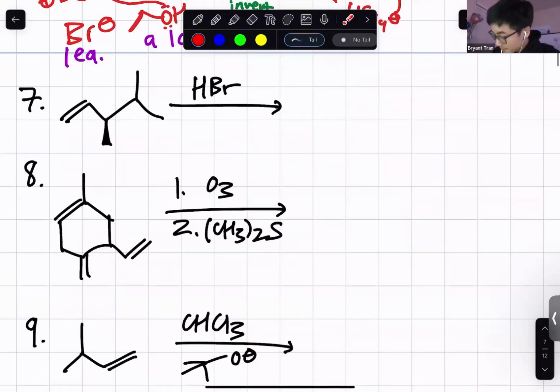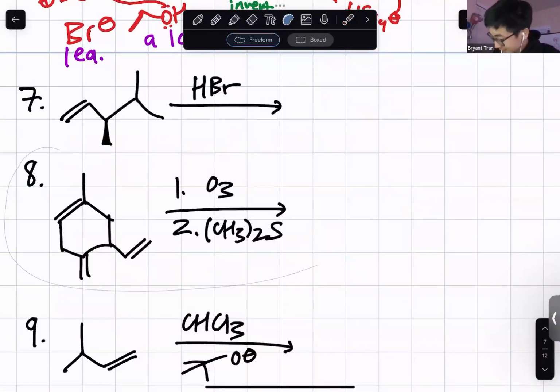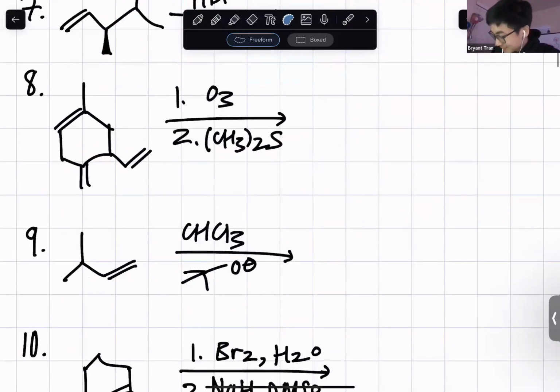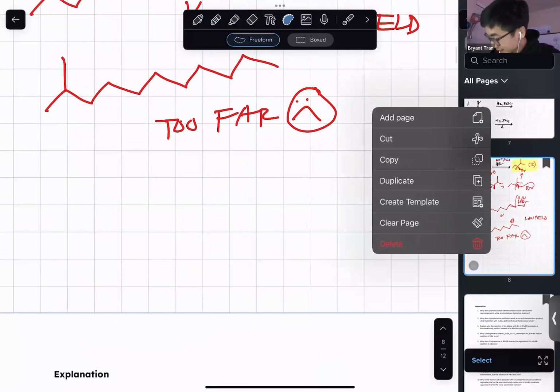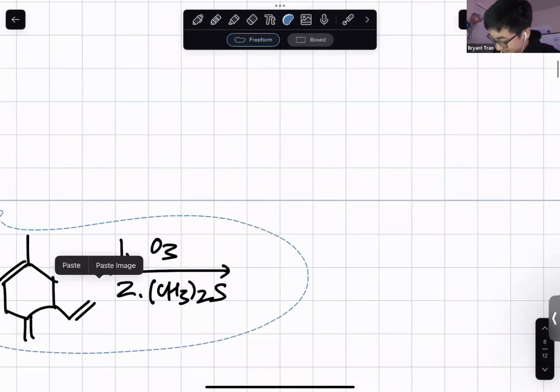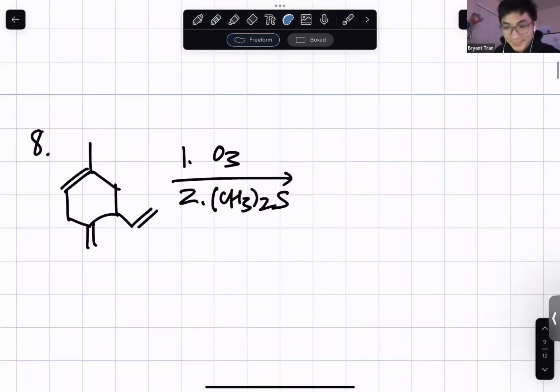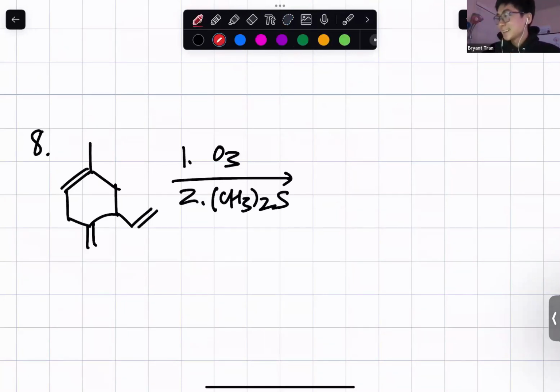Next one. Ooh, my favorite alkene reaction. How would you guys predict the product for this reaction here? It's my favorite one. Favorite alkene reaction. Oxidative cleavage. Put carbonyls on alkenes. Yep.